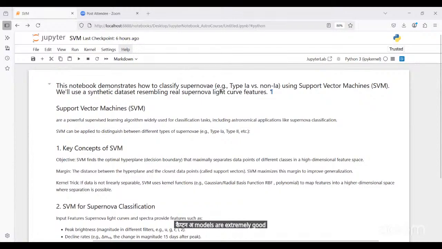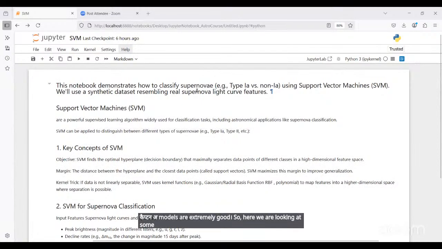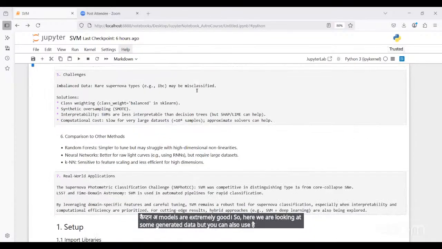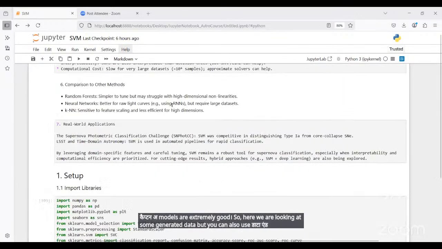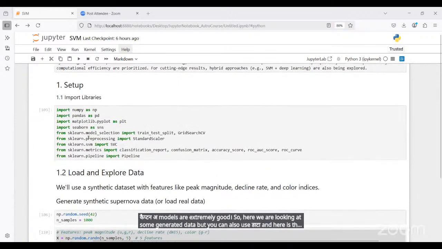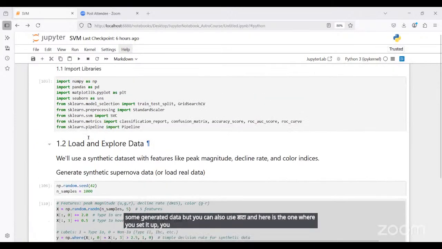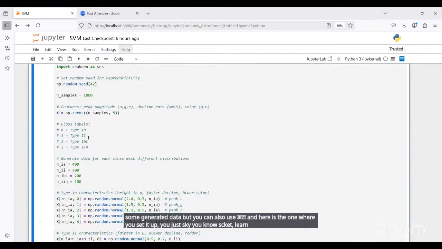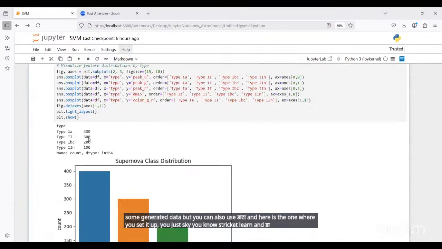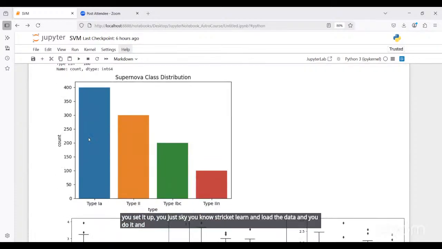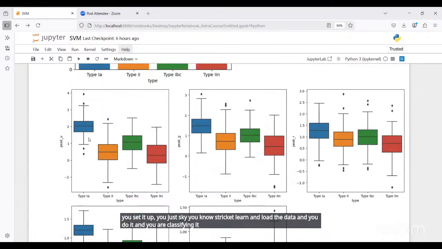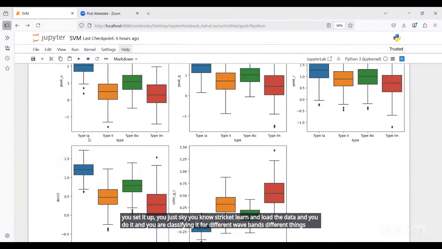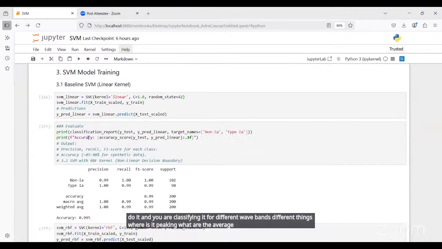So here we are looking at some generated data, but you can also use actual data and do it. And here is where you set it up, use Scikit-learn and load the data, and you are classifying it. And this notebook shows you different wavebands, different things. Where is it peaking? What are the averages? And so you go through this.